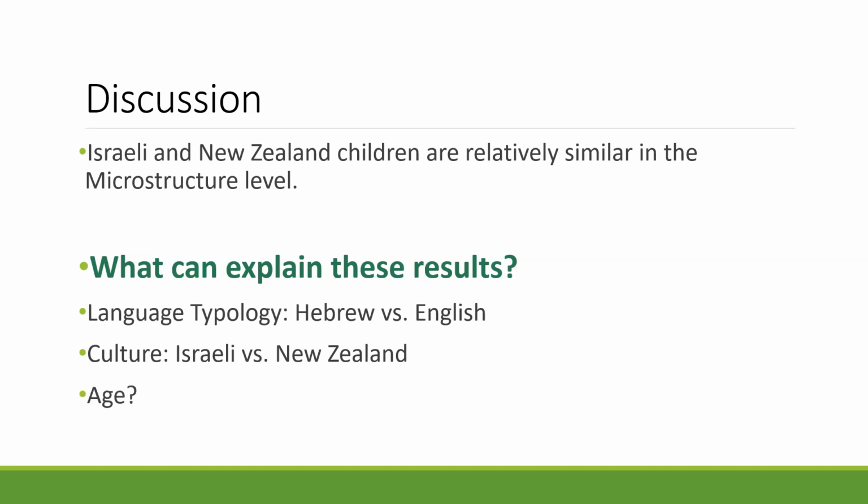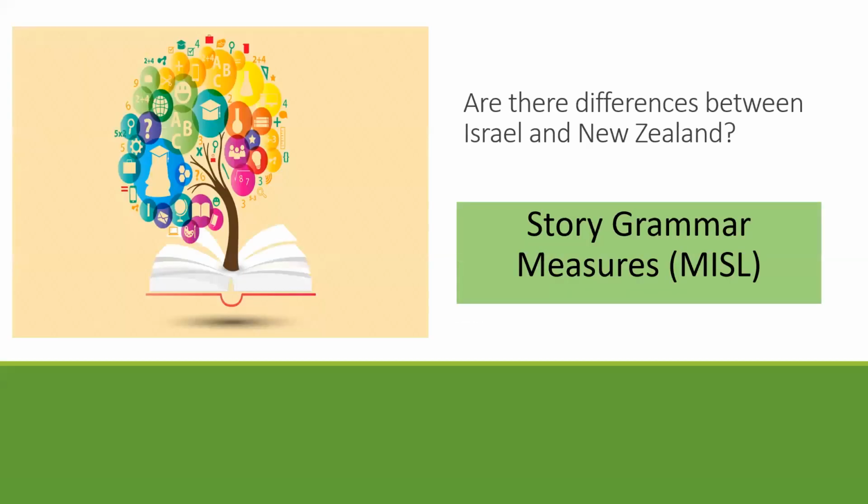It is possible that the main factor that influences the microstructure level, at least in young children, is age: the development of syntactic complexity, semantic diversity, and verbal productivity. So, the second question was, are there differences between Israel and New Zealand narratives regarding the story grammar measures?